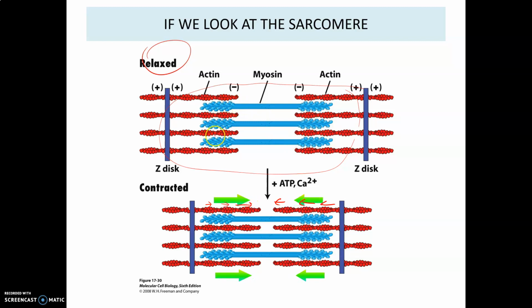Tetapi bila ada the contraction, bila ada the calcium ion and ATP, now dia akan actin dia akan ditarik toward the center of sarcomere. Siapa yang tarik? This one lah. Actin myosin tadi dia akan tarik. Dia akan tarik sampailah awak nampak dia the region of sarcomere akan reduced.